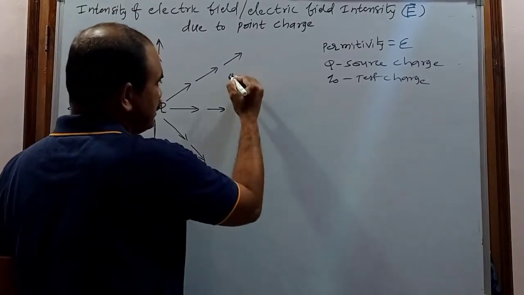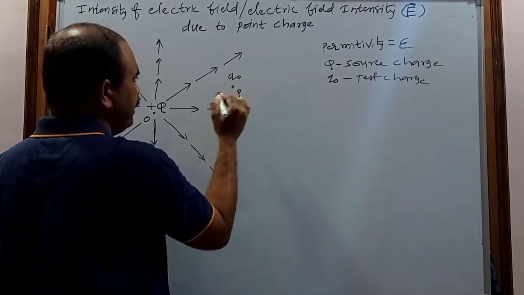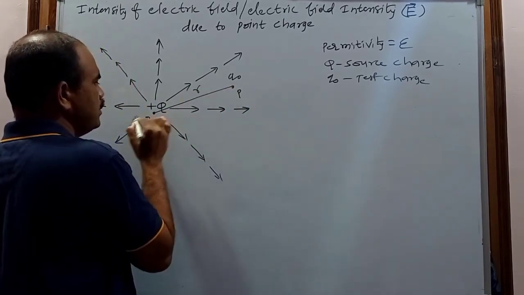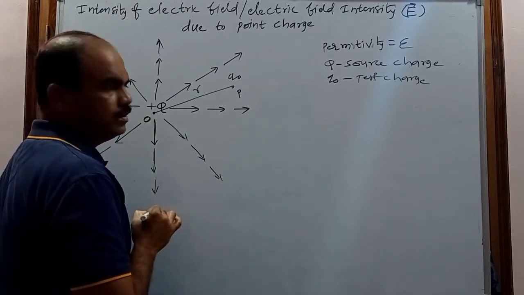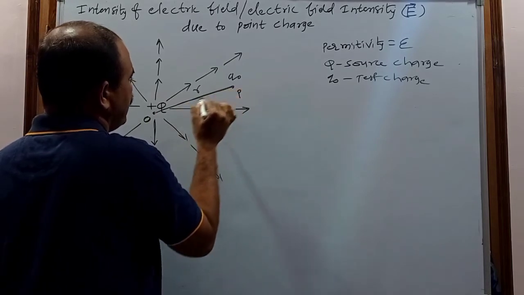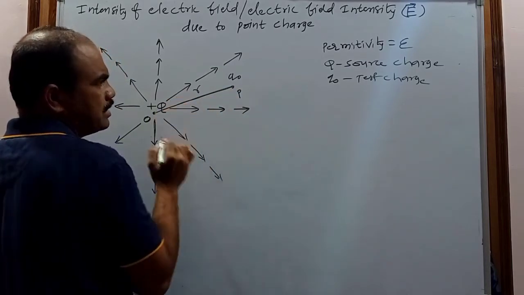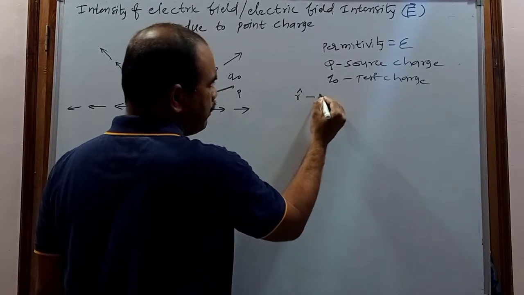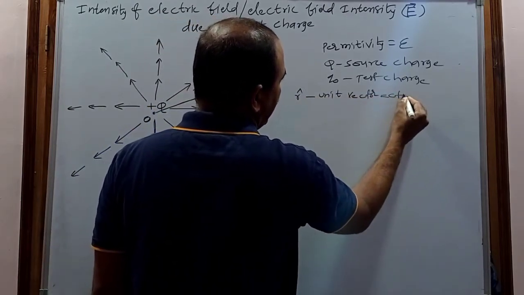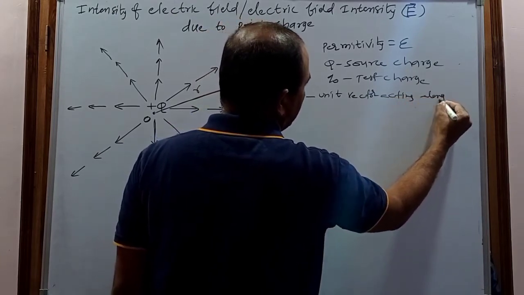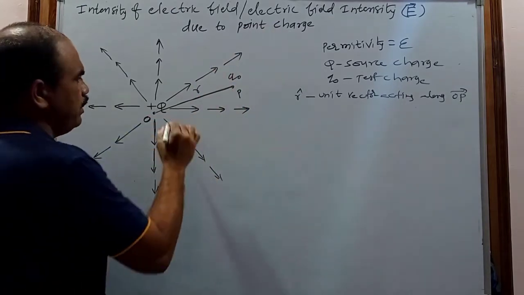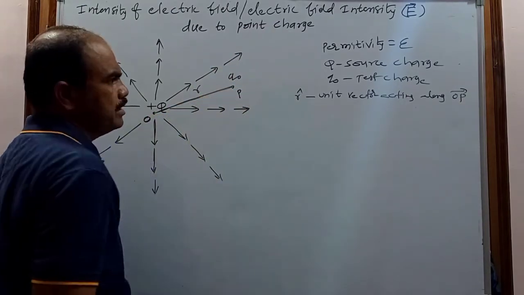Now consider the test charge Q naught placed at point P, and this point P is at a distance r from the center of the charge, O. In this direction a unit vector is acting, which will be considered r cap, the unit vector acting along OP bar.